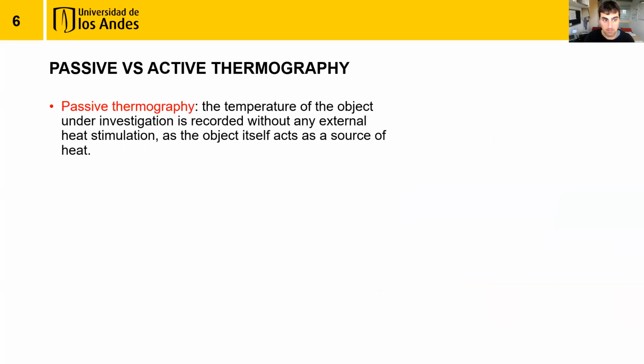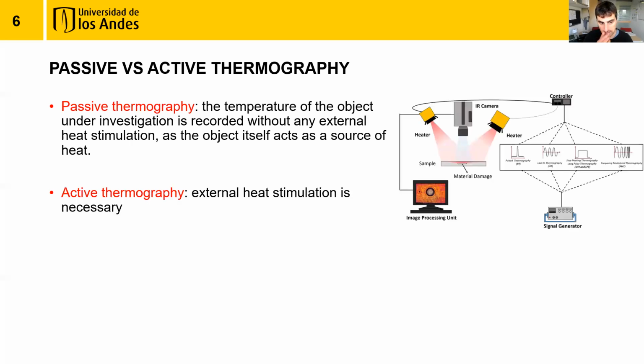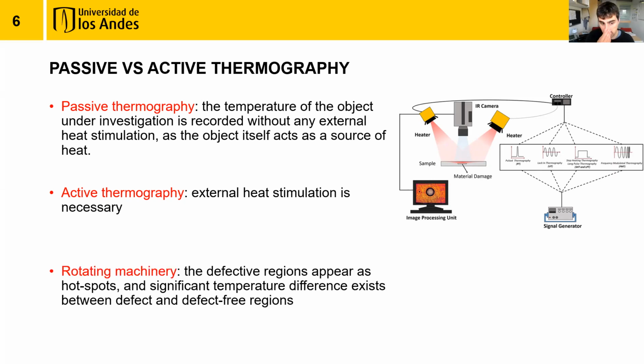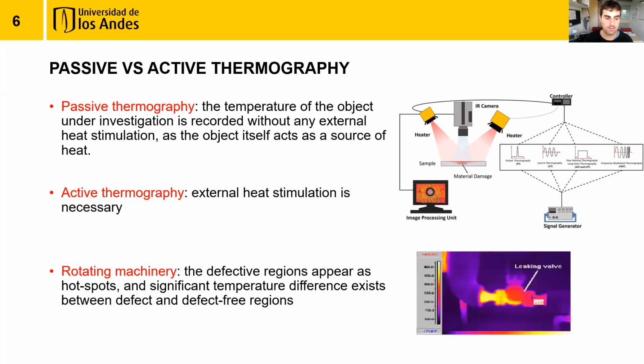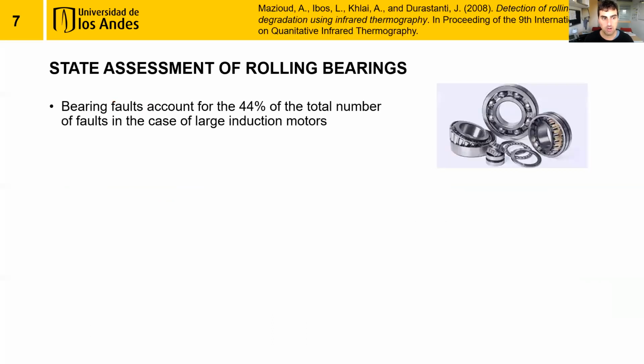Thermography can be divided into passive and active thermography. In passive thermography, the temperature of the object under investigation is recorded without an external heat stimulation, as the object itself acts as a source of heat. Whereas in active thermography, an external heat stimulation needs to be applied in order to take the data for the thermographic analysis. In rotating machinery, the defective regions appear as hotspots, and a significant temperature difference exists between defect and defect-free regions. That's the reason why we will study passive thermography.